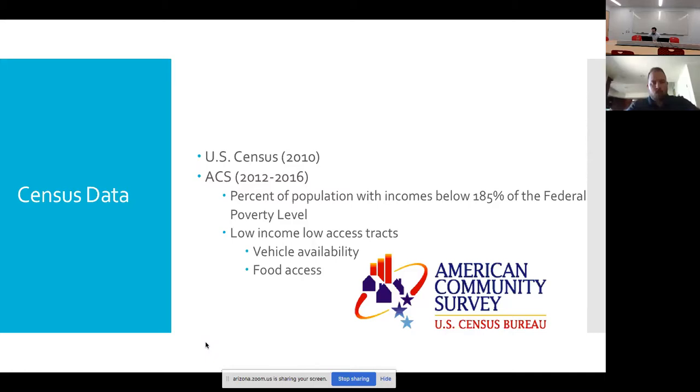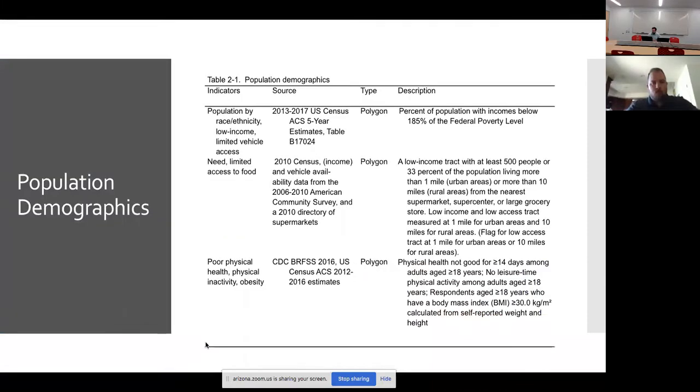And as far as the age ranges for the American Community Survey data, I looked at under age 6 to 17, 18 to 64, and 65 plus, and broke it down by category. So more on the population demographics, this is what I focused on. I collected much more data than this, but I narrowed it down to the low income, low access, and the poor physical health, physical inactivity, and obesity from the CDC.